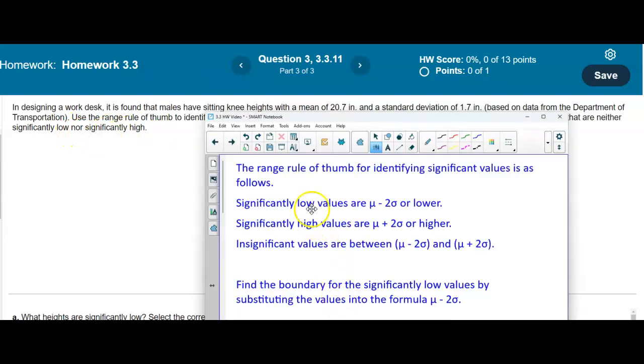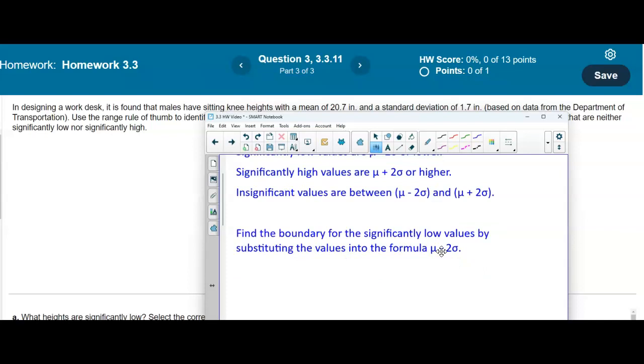Okay, so remember here, the range rule of thumb for identifying significant values is as follows. Significantly low values is where you take the mean minus 2 times the standard deviation or lower. Significantly high values is where the mean plus 2 times the standard deviation or higher. And insignificant values are between those two values. So let's first find the boundary for the significantly low values by substituting the values into the formula where we have the mean minus 2 times the standard deviation.